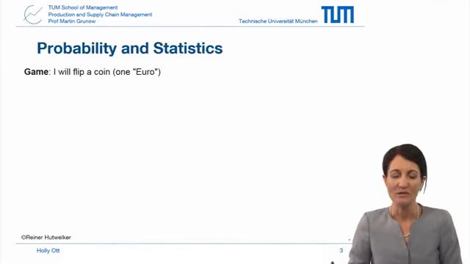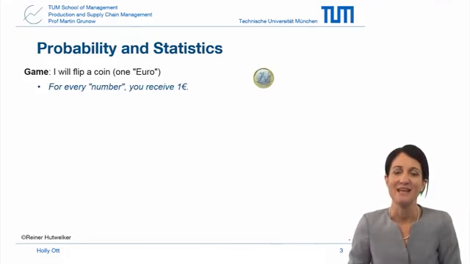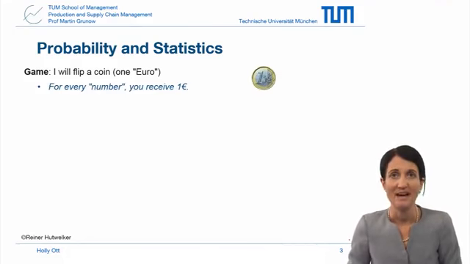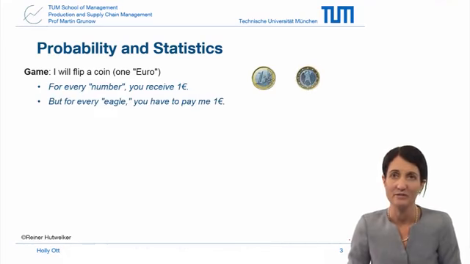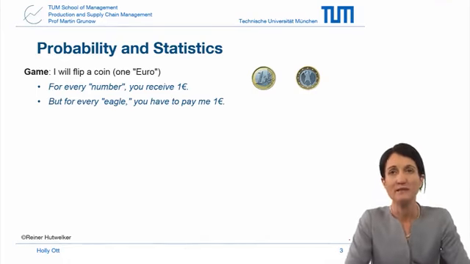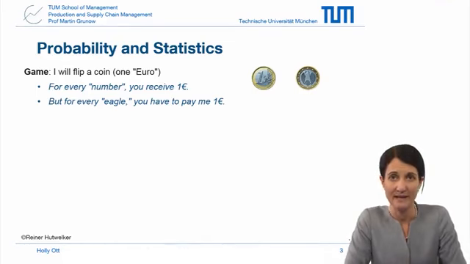So to start with, we're going to start this entire section, because it's a long section, with a game. I'm going to flip a coin, which is a euro. For every number, every single one of you will receive €1 from me. And I'm going to then flip it again, and for every eagle, you will have to pay me €1. So let's play, and you can tell me when you would stop the game and complain.